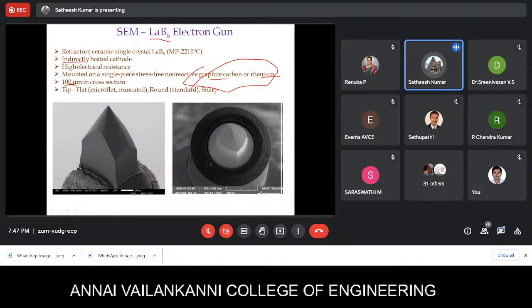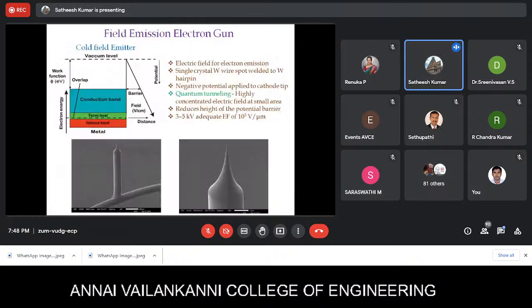And this electron gun can be of different shapes. Basically, you can have a tip like this, or you can have a flat one like this, or you can have a sharp tip like this. This is where it is positioned on this carbon or rhenium. By heating this, you will be transferring the heat here, and because of that, the thermionic emission happens.